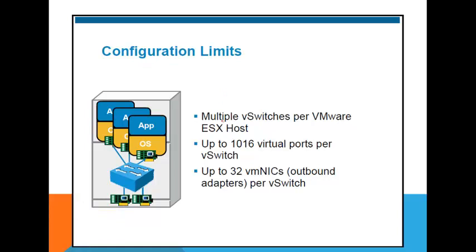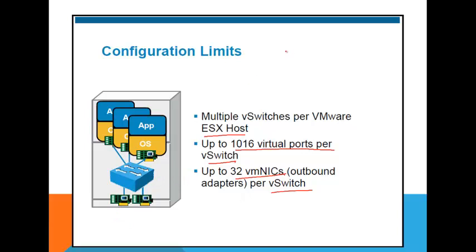Configuration limits: multiple vSwitches per ESXi host. We can have multiple switches, and each switch can support up to 1016 virtual ports per vSwitch, and each vSwitch can have 32 VM NICs. It's really very big.